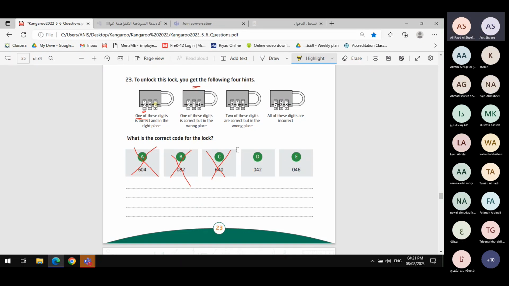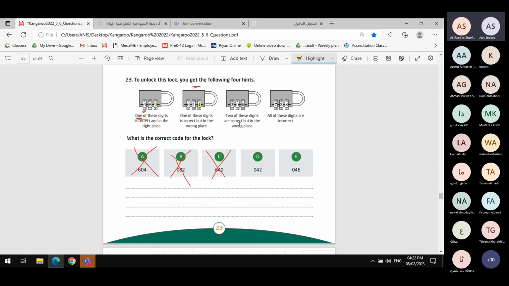What are the common ones? It couldn't be 1, it couldn't be 6, so it's 4 again. Yes, we don't have other than 4. And remember, 4 is in the wrong place. Here I have 4 in the middle. Here I have 4 on the right.